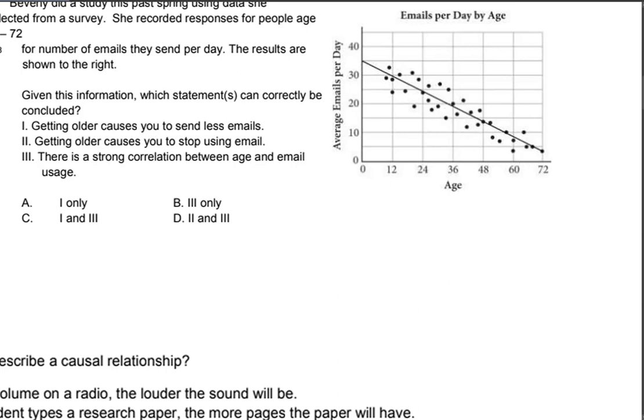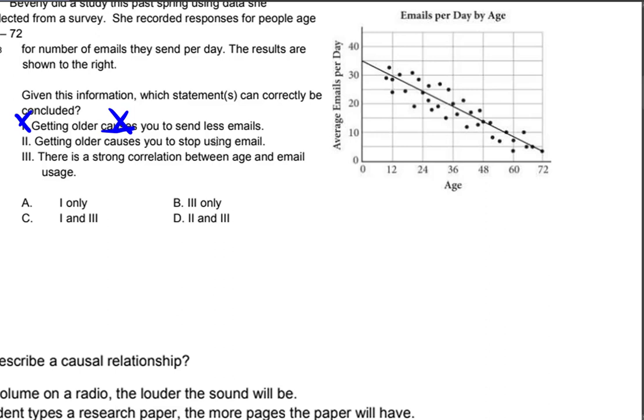Is that true? Can you conclude from the data that getting older causes you to send less emails? Well, as you can see, people who are older send less emails according to our data. But did it cause it? Did growing old suddenly make you send less emails? I do not think that that is the correct answer from the data. Although the data does show that people do send less emails as they get older, it's not the cause of it. So this causes makes it incorrect.